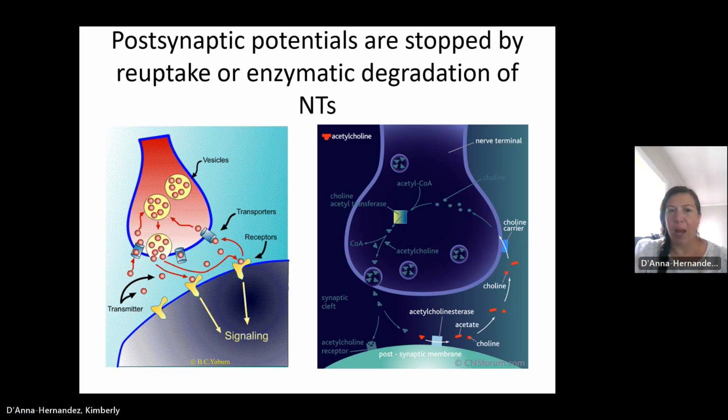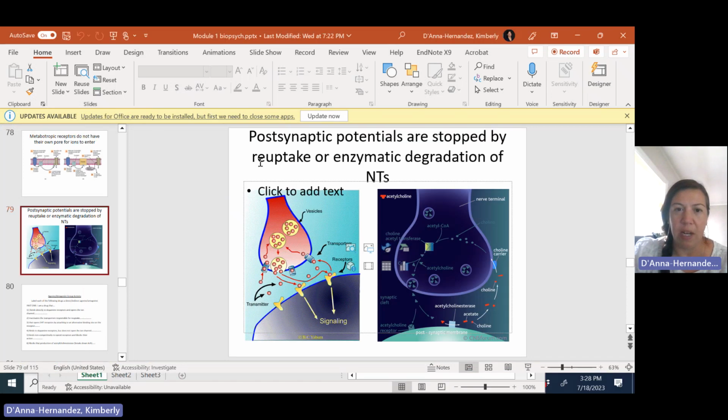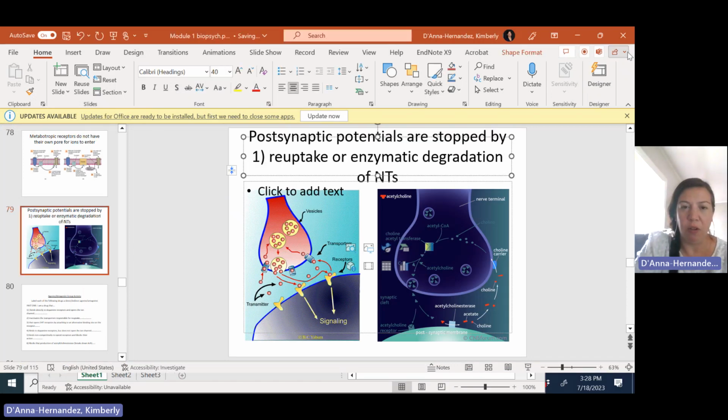So how does that happen? How can you stop there being an EPSP or an IPSP? How can you stop there being a postsynaptic potential change? How can you just keep that neuron at rest? Well, there's 3 ways. The first one, which is not written on here, is diffusion. So I'll actually write that. They are stopped by diffusion, which means they just go away.